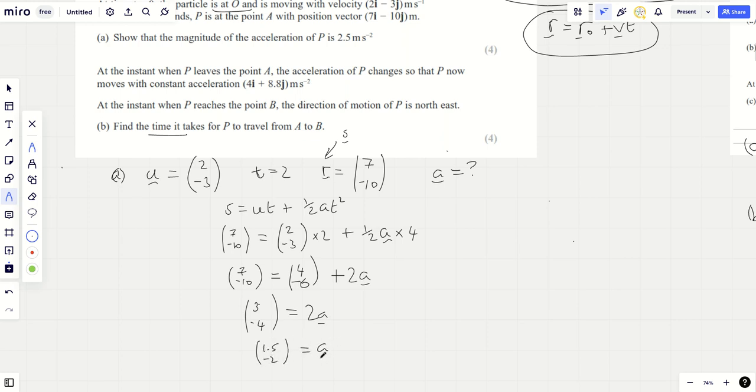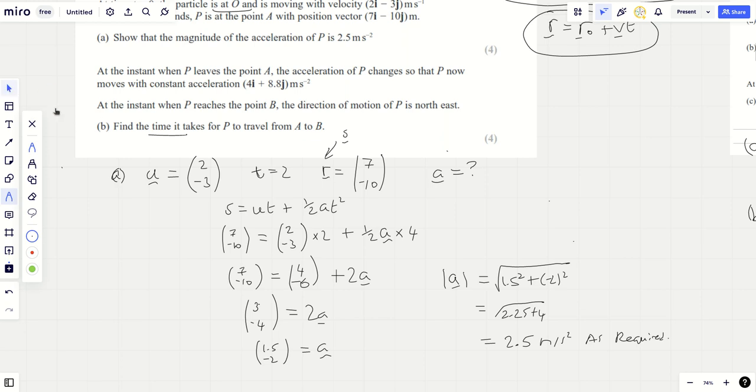But we need the magnitude of a. And the magnitude of a you're going to find by Pythagoras. 1.5 squared plus negative 2 squared. So that's 2.25 plus 4. 6.25 square rooted is 2.5 meters per second squared as required.